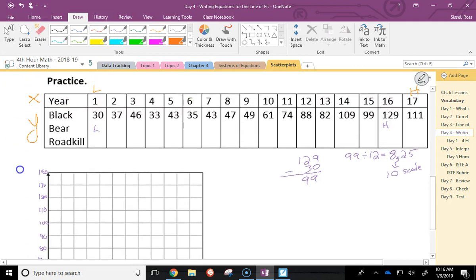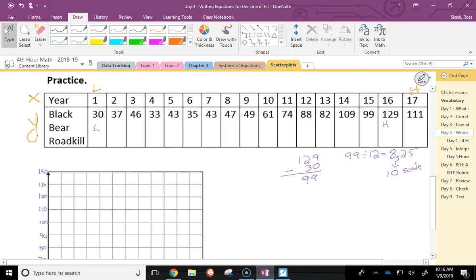Okay, what do we call this? Sure. Black bear roadkill. So we have Black Bear Roadkill as our title.